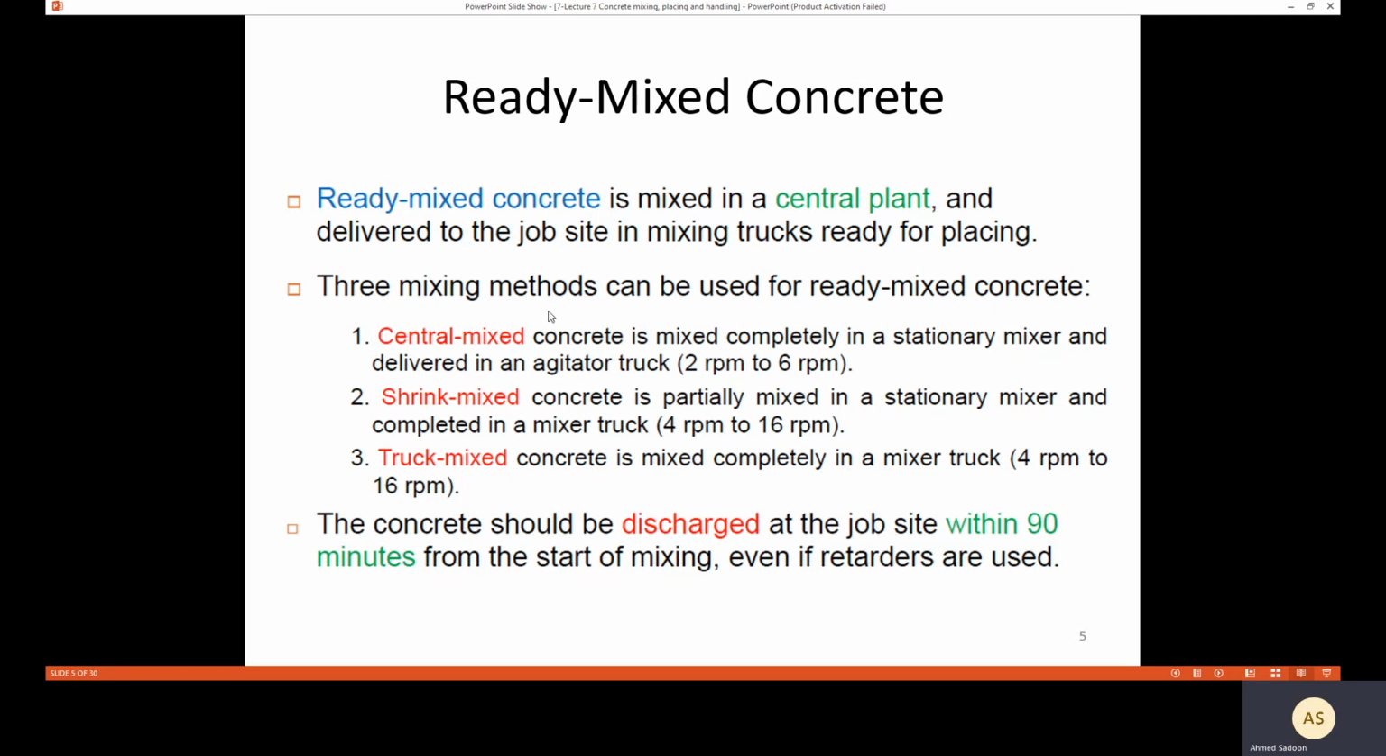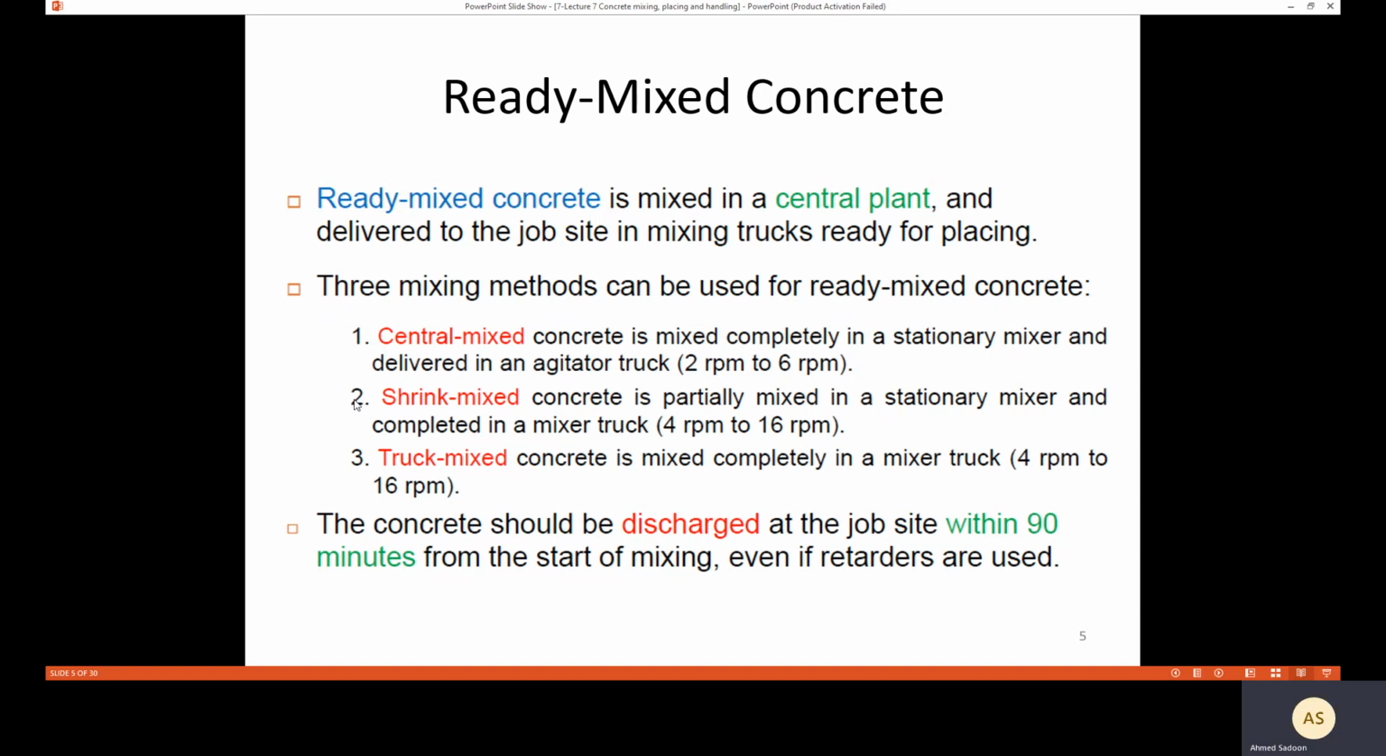We have 3 mixing methods that can be used for ready mix concrete: we could use the central mixed, the shrink mixed, or the truck mixed. In case of central mixed, the concrete is mixed completely in a stationary mixer and delivered in an agitator truck. This one is going to rotate between 2 revolutions per minute to 6 revolutions per minute.